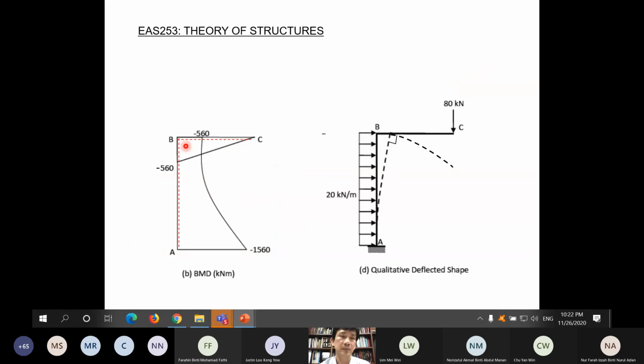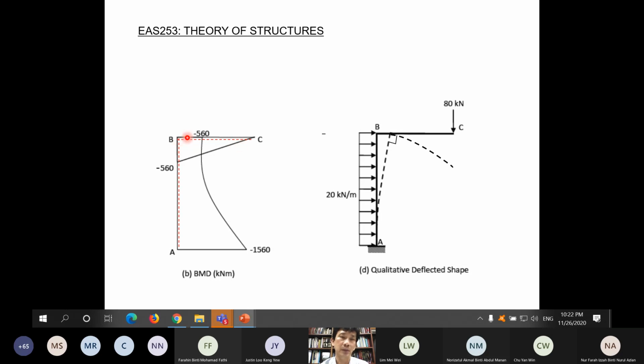Qualitative deflected shape. Our bending moment diagram is drawn on the compression side. So because the bending moment diagram appears on this side, this side is in compression. This member has one side here, one on the other side here. This side is in compression. The bending moment diagram is drawn on the compression side. It appears on the bottom part, so the bottom portion is in compression.